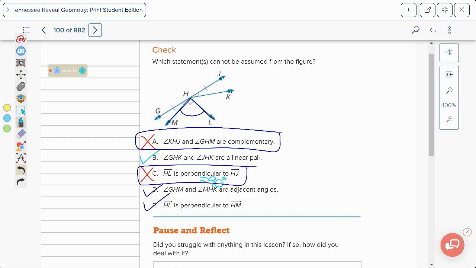and statement C. Okay. Guys, please make sure that you have paid attention and included things in your notes. We will be taking a quiz as usual, and let me know if you have any questions.